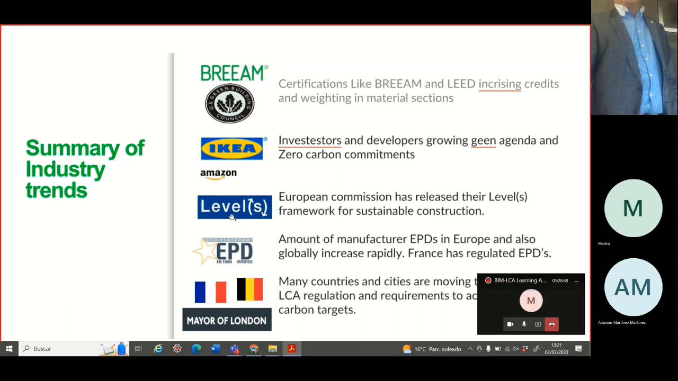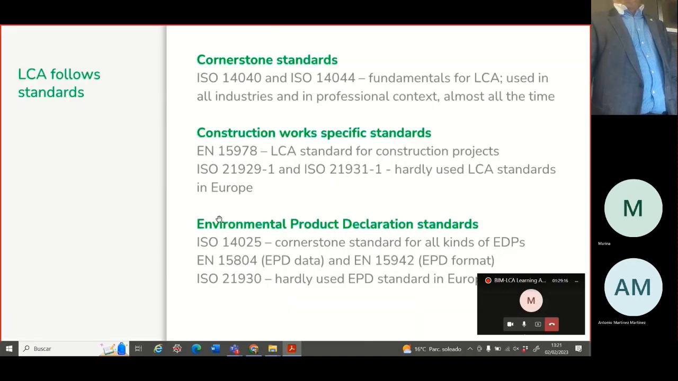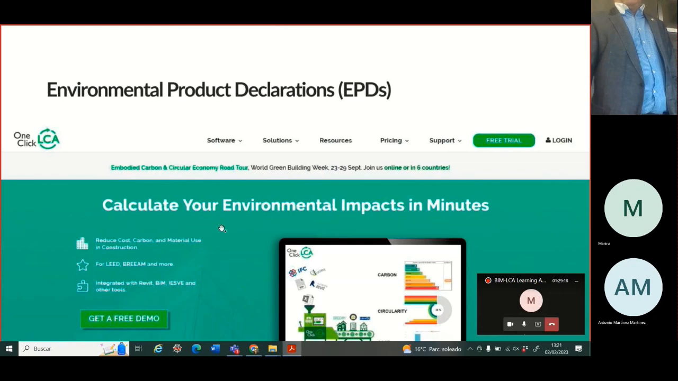And of course, this is the dream of the European Commission. I'm afraid this is a failure because I haven't seen the level. I've seen BREEAM, I've seen LEED, but level, okay. So, calculate your environmental impacts in minutes. Yes, if you have the bill of quantities clear and you just export it and you know how to work. Or else you need to take it step by step.